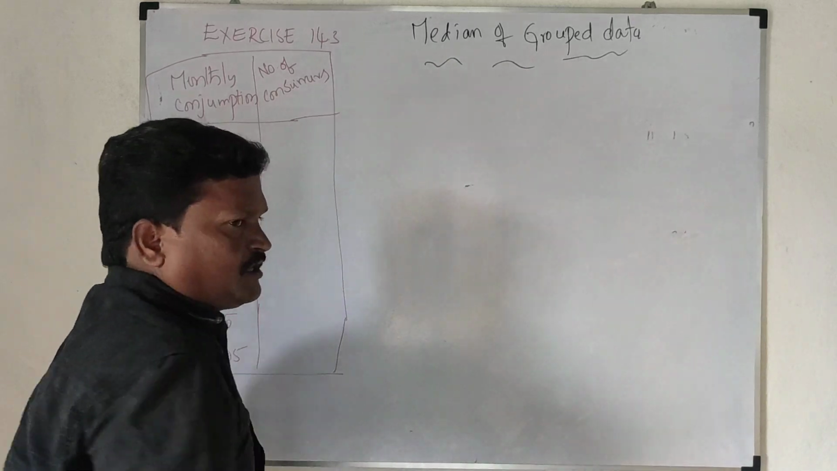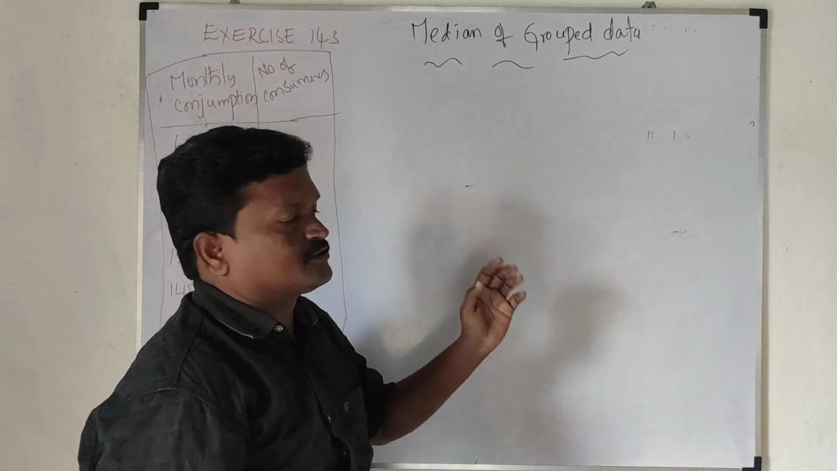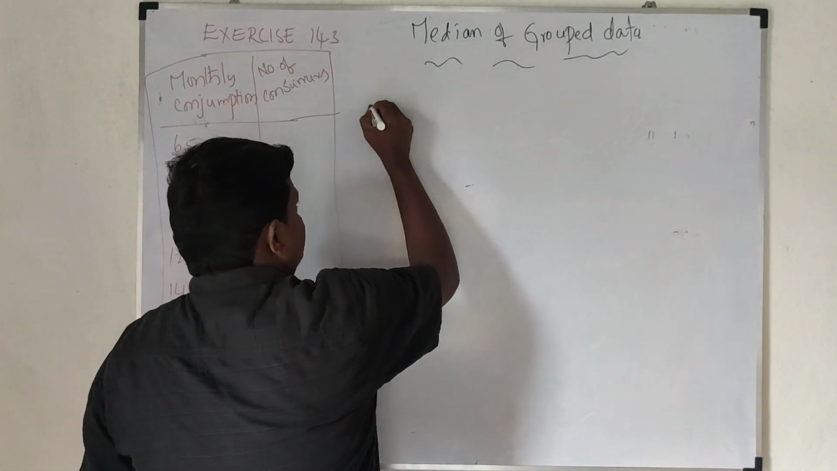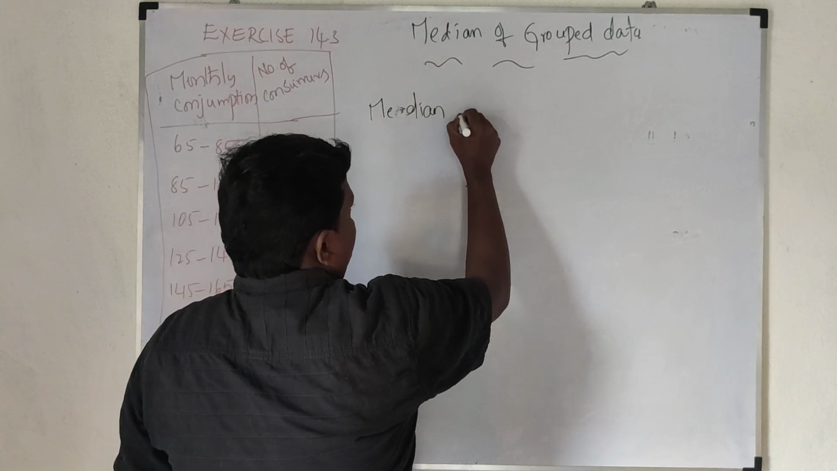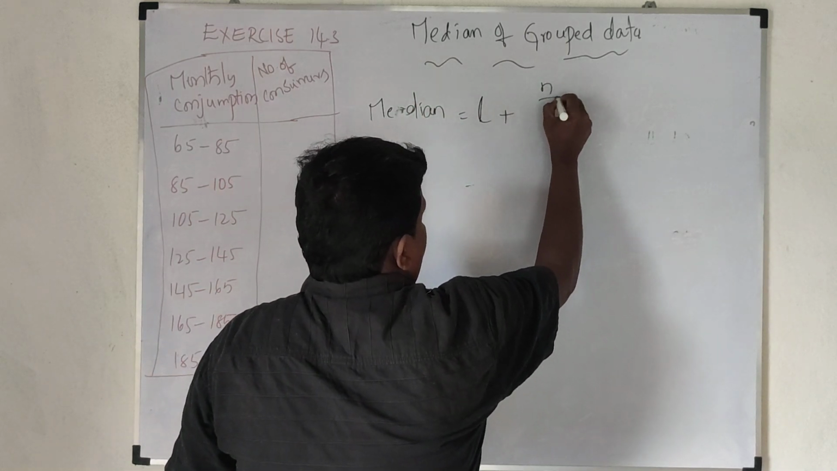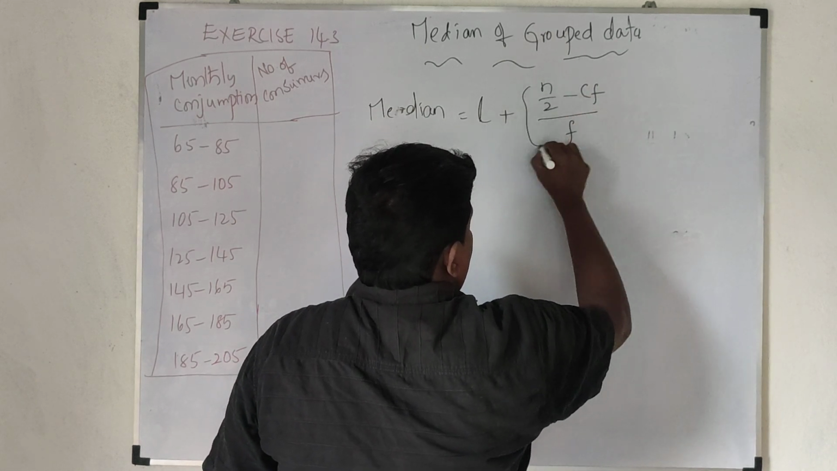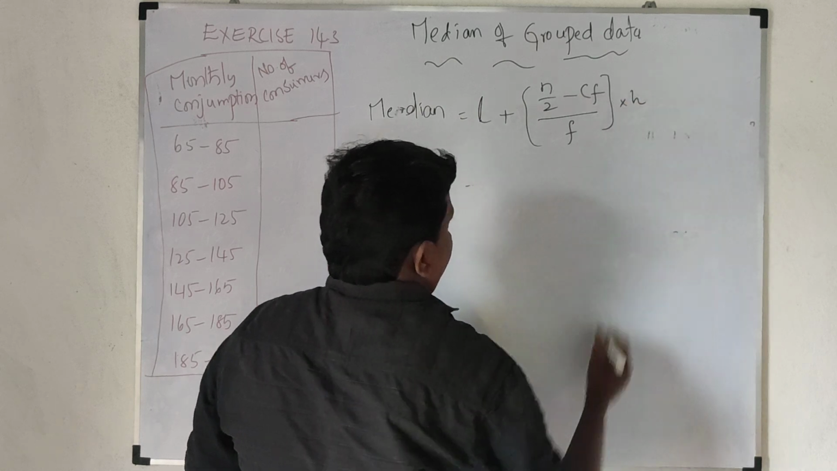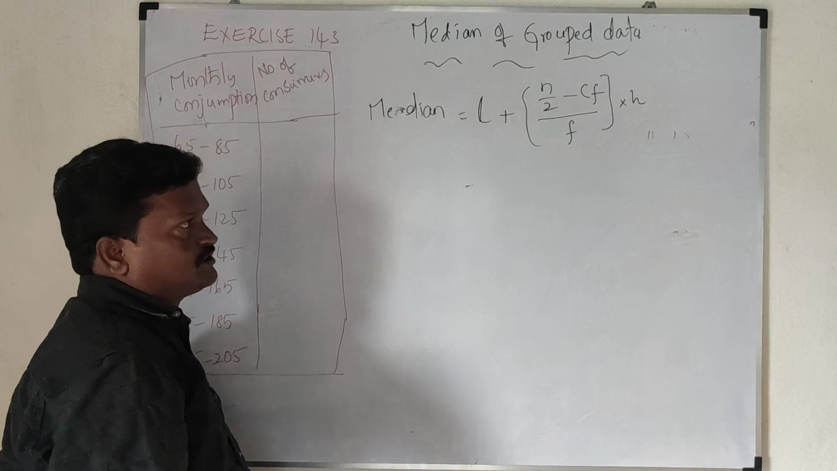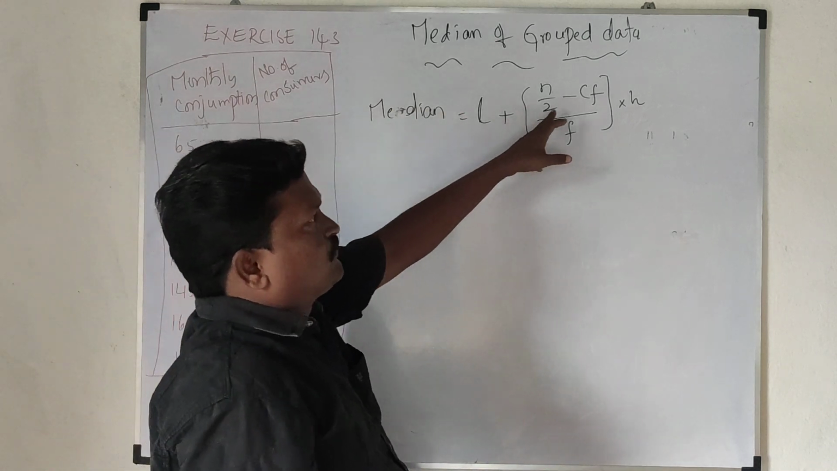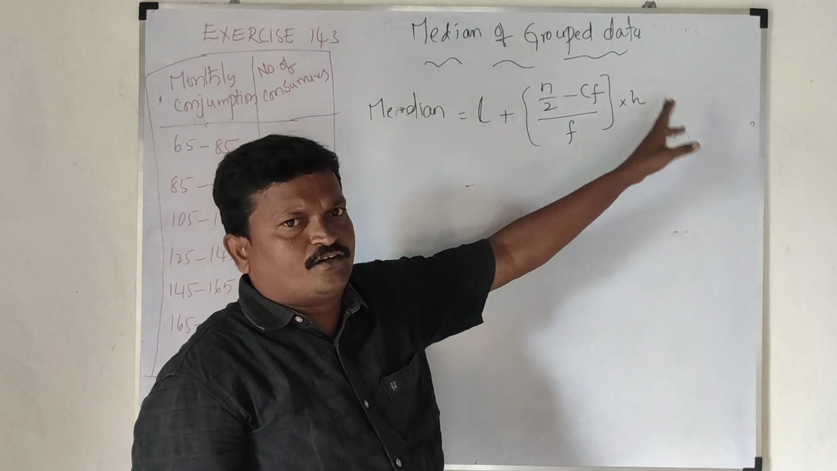So there is a formula like mean and mode. For median also there is a formula, that is median is equal to L plus (n by 2 minus CF) by F into H. So this is the formula, like mode also. What is the formula for mode? L plus (F1 minus F0) by (2F1 minus F0 minus F2) into H.